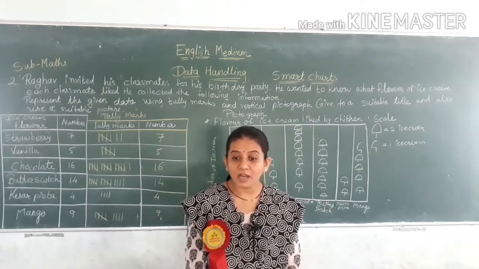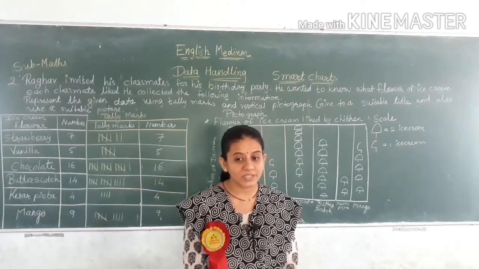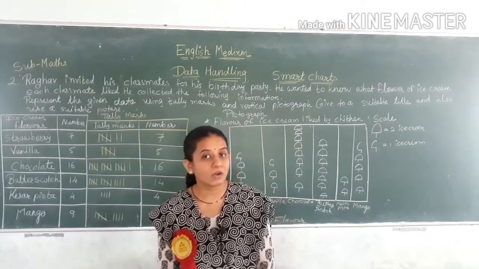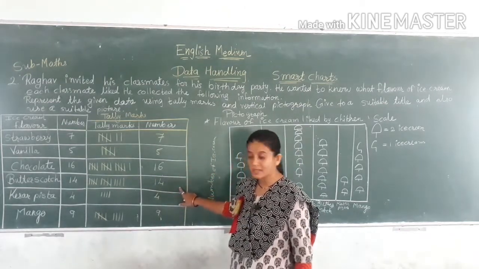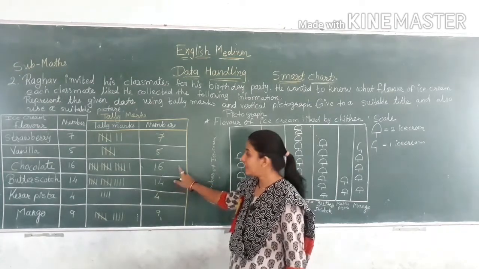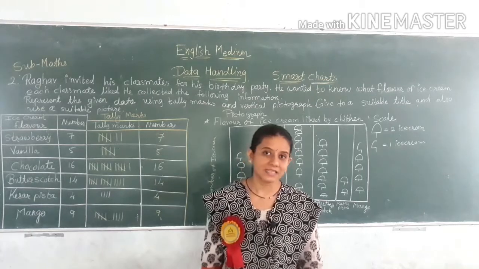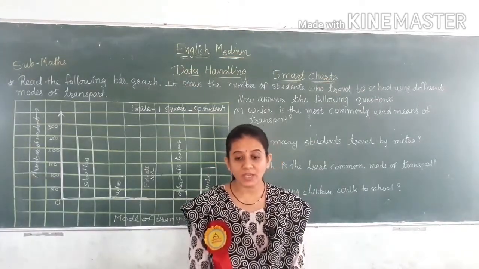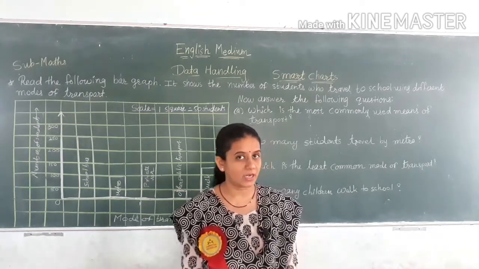Which is the second most liked flavor among Raghav's classmates? Butterscotch. First chocolate and second butterscotch among Raghav's classmates. Next topic is bar graph. Bar graph is another way of representing given data.